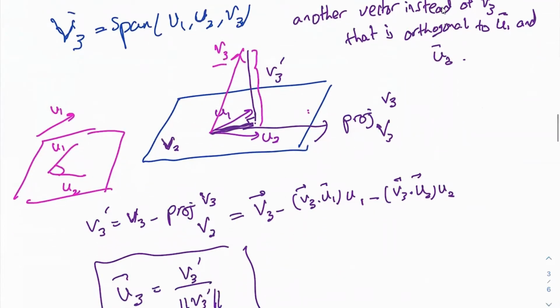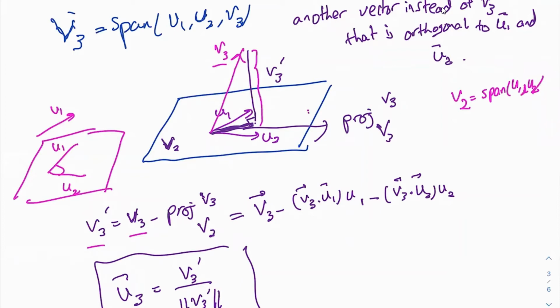Okay, very good. And that's what I wrote here. V3 prime is equal to V3 minus the orthogonal projection of V3 on the subspace V2. What is subspace V2? Subspace V2 is equal to the span of U1 and U2. Okay, it's this plane that I drew here.